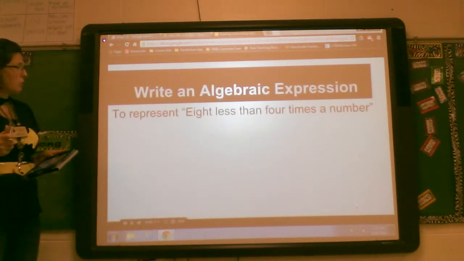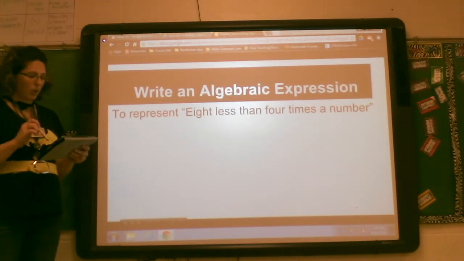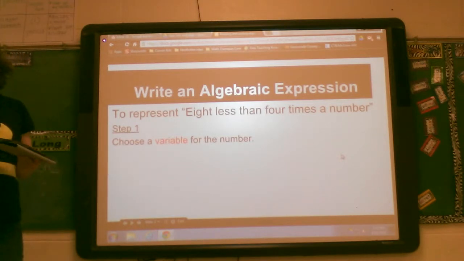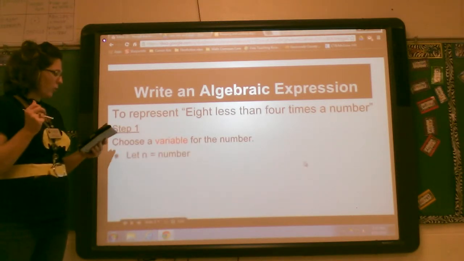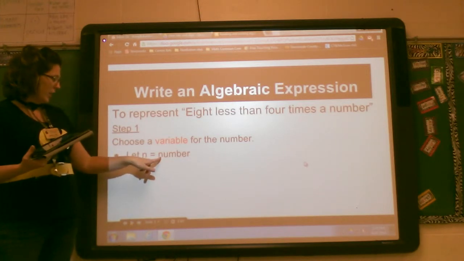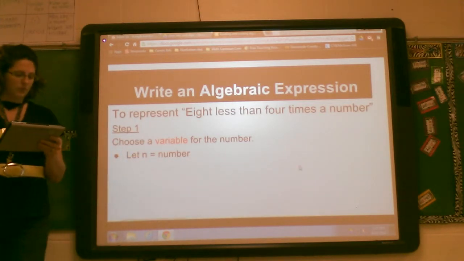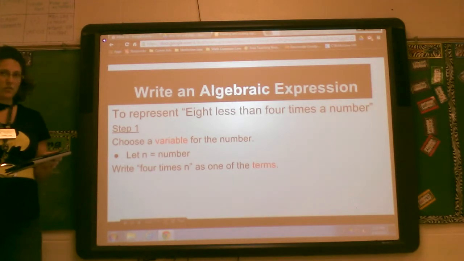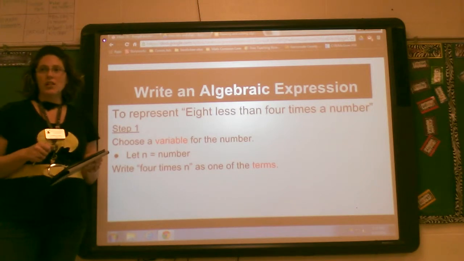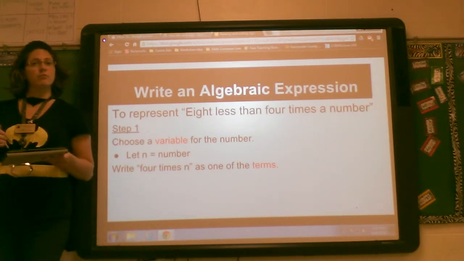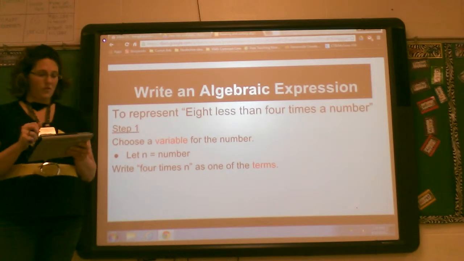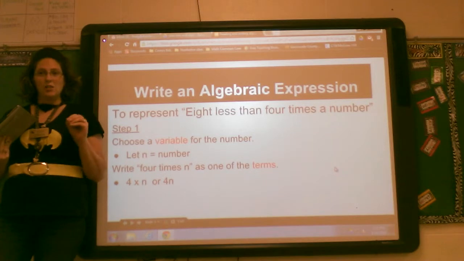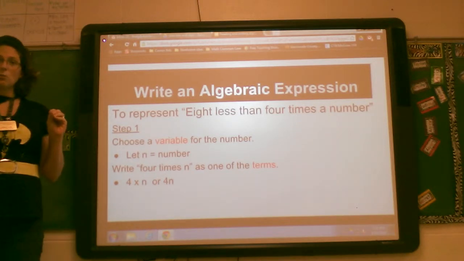So we're going to represent 8 less than 4 times a number. So our first step is we need to choose a variable for the number. So for this case, let's make it easy. We're going to do n for number. Now, we have to write 4 times n as one of our terms. So, can somebody raise their hand and tell me, how do we write 4 times n? Very good. 4 times n, or we can also write 4n because a number and a variable side by side means you multiply.